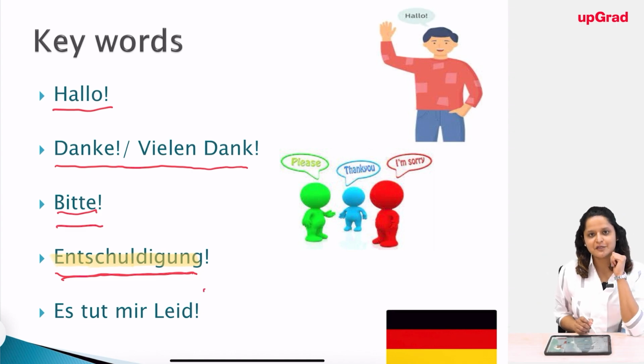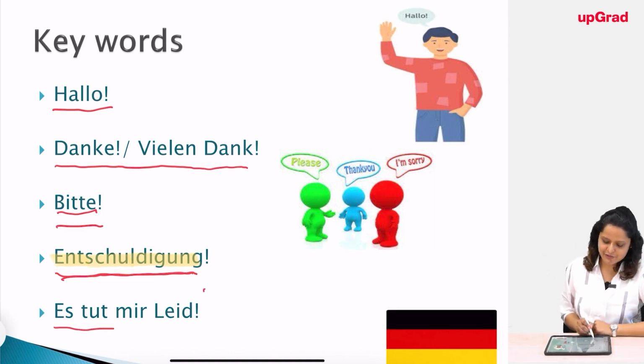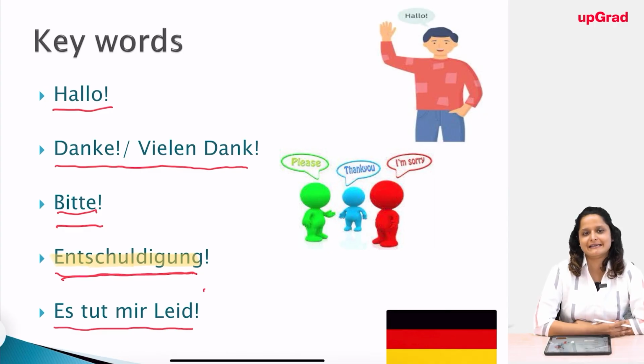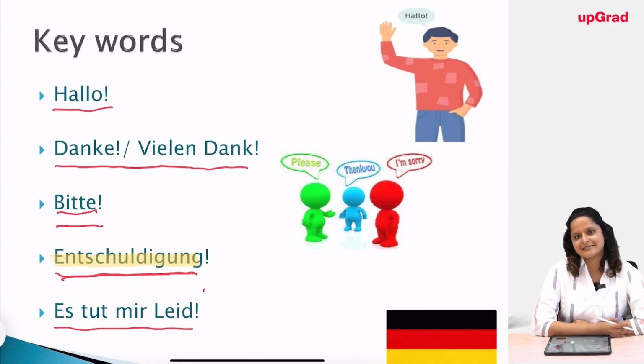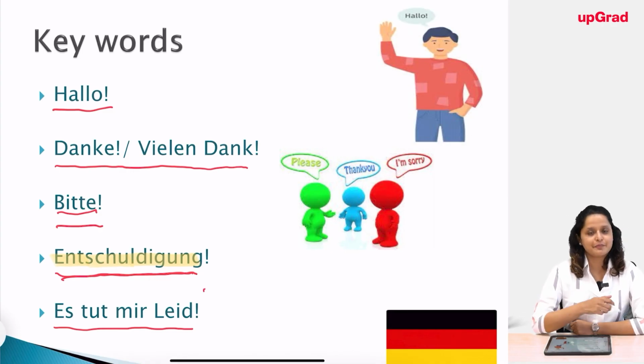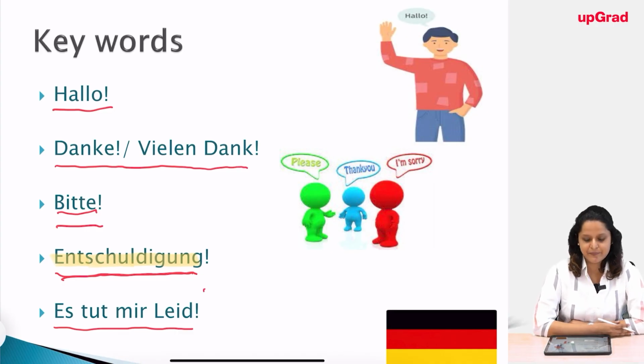We have another way in which we can say sorry, and which is a phrase, es tut mir leid. This is slightly used for deeper apologies when you really want to say that you are sorry for something and apologizing. Es tut mir leid. In a regular context, it doesn't make a difference. You can either use Entschuldigung or es tut mir leid. So just repeat the words that we see here once. Hallo, danke, vielen Dank, bitte, Entschuldigung, es tut mir leid.